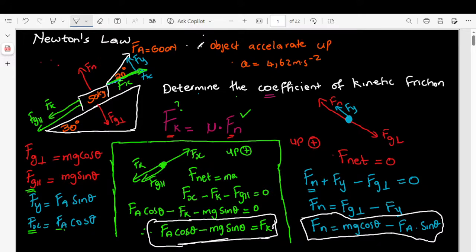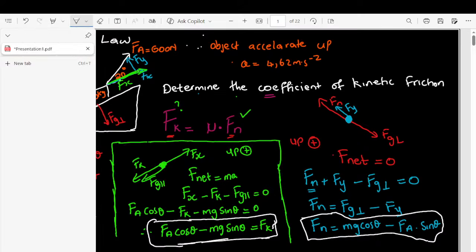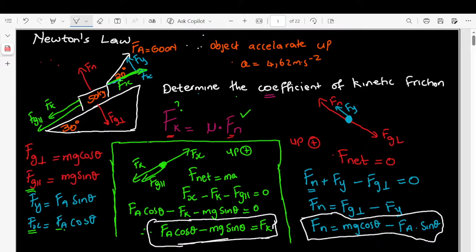Fy, it's Fa sine theta. A little bit, I don't understand that step. Which one? The one that we were currently working on. Guys, don't worry. We can go through this again. But one thing I need you guys to do is to make sure that you understand where it is. Fg parallel is mg sine of theta. Okay, I just want to confirm.